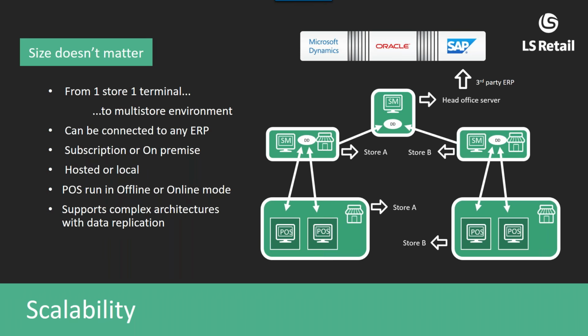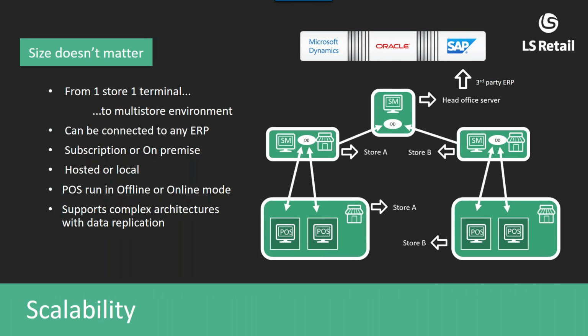With the possibility of connecting to ERP solutions, LS One can fit anyone. From one store, one terminal, to a complex multi-store environment, such as the one you can see on the slide, where you have 2 stores, multiple POSs, and the back office is connected to an ERP system. Our partners have connected LS One to SAP, Standard Nav, Oracle, just to name a few.